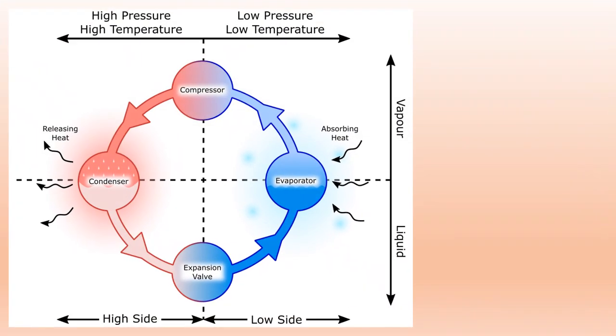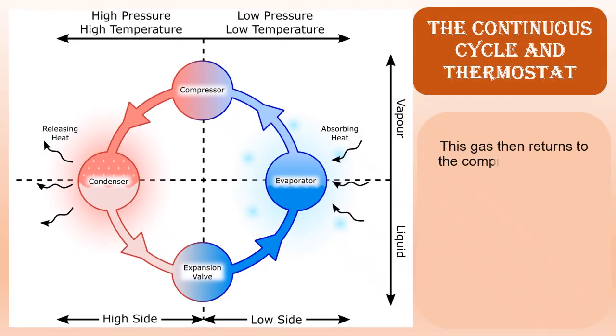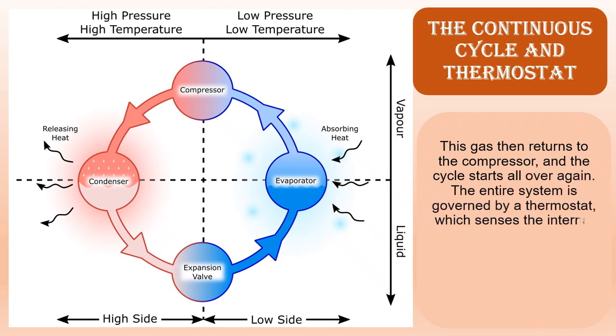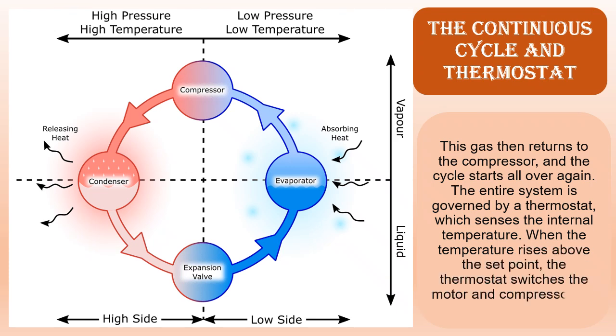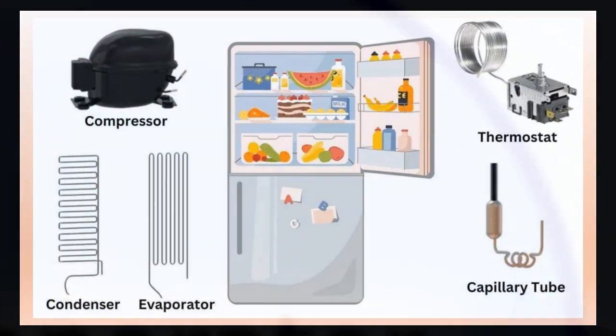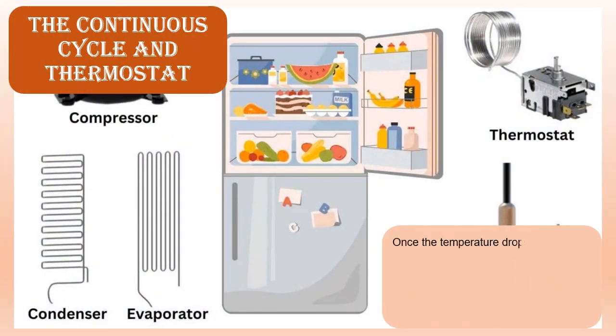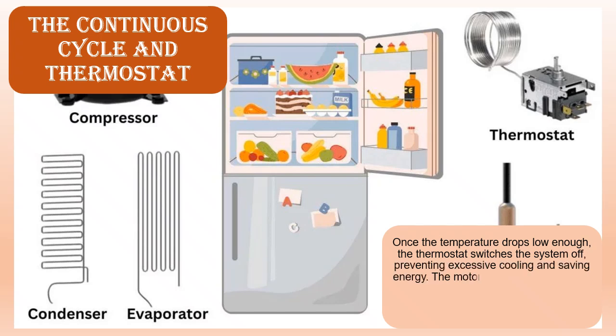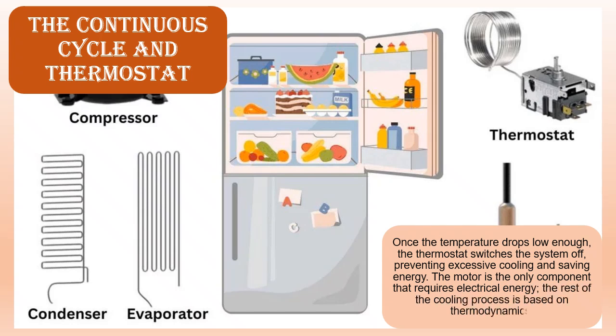The continuous cycle and thermostat. This gas then returns to the compressor, and the cycle starts all over again. The entire system is governed by a thermostat, which senses the internal temperature. When the temperature rises above the set point, the thermostat switches the motor and compressor on. Once the temperature drops low enough, the thermostat switches the system off, preventing excessive cooling and saving energy. The motor is the only component that requires electrical energy. The rest of the cooling process is based on thermodynamics.